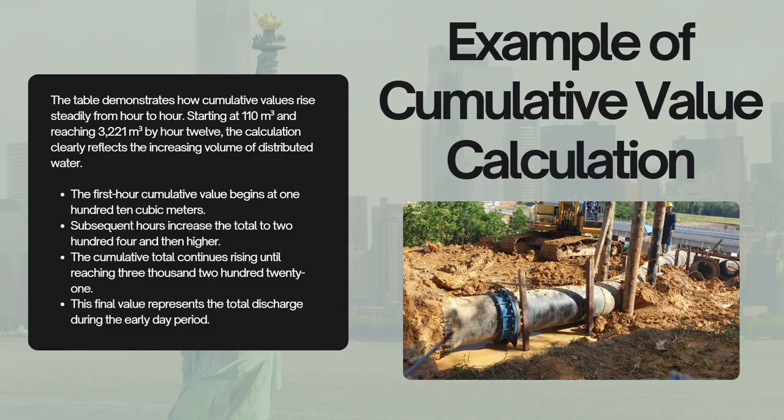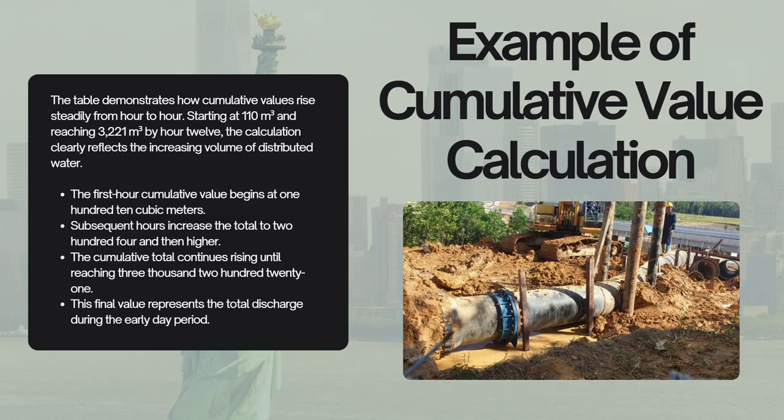Right, next is the example of the cumulative value calculation. In this one, the table demonstrates how the cumulative value rises steadily from hour to hour, starting at 110 cubic meters and reaching 3,221 cubic meters by the 12th hour. The calculation clearly reflects the increasing volume of distributed water.